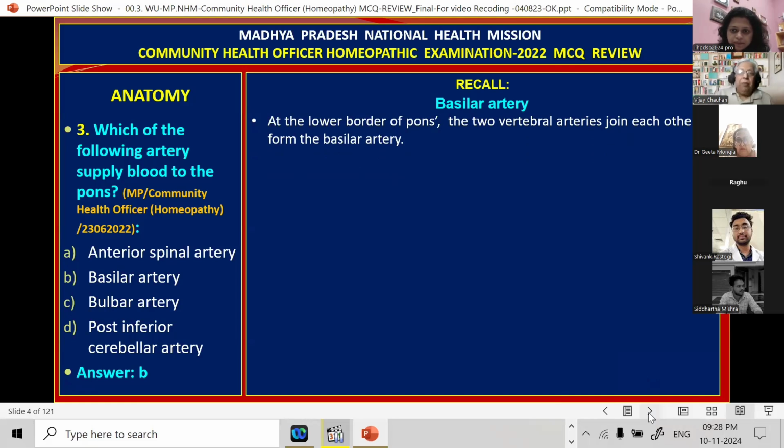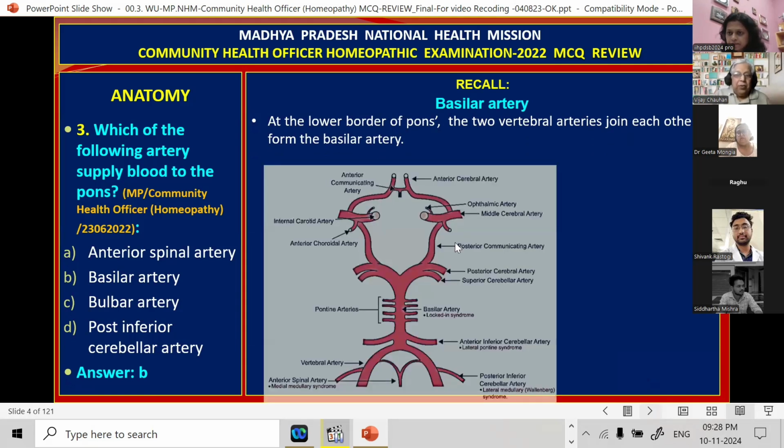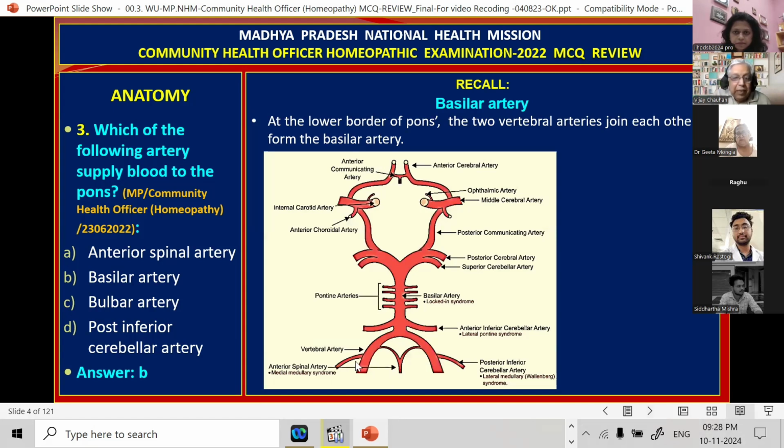At the lower border of the pons, the two vertebral arteries join to form the basilar artery. The formation of the basilar artery is from two vertebral arteries. They are going to join. So here you will see these are the two vertebral arteries.